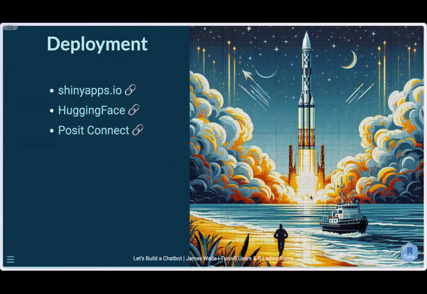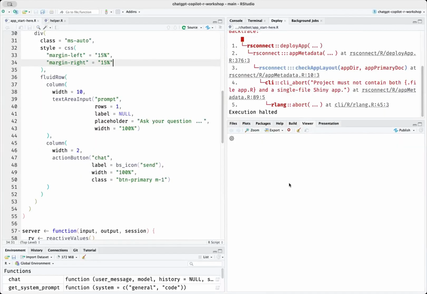This is a weird bug that you'll get sometimes. It tells you that your project must not contain both a file app.r and a single file shiny app. That's a ridiculous error. It's because it doesn't like deploying from a background job. But you'll notice that this little symbol here are kind of the, oh, thank you for pointing that out. You didn't get to see me make all my mistakes. All right, so hopefully you're seeing the good screen again.